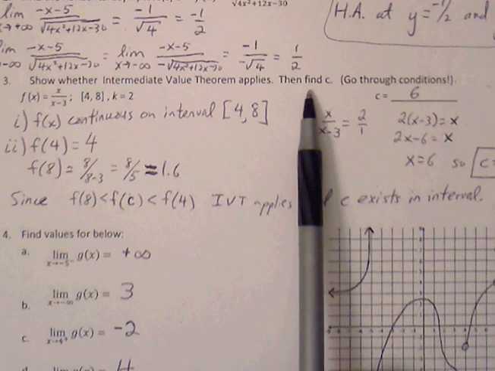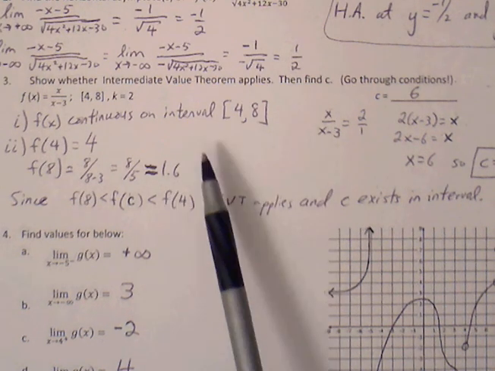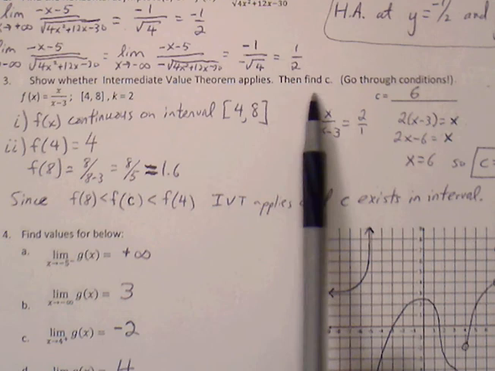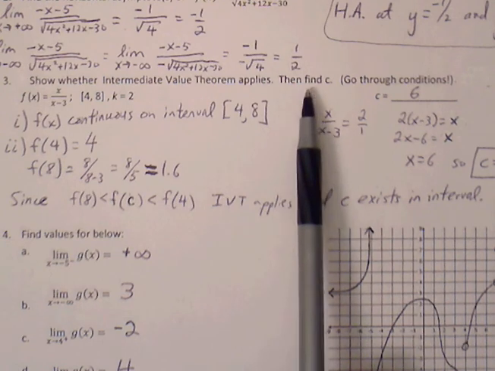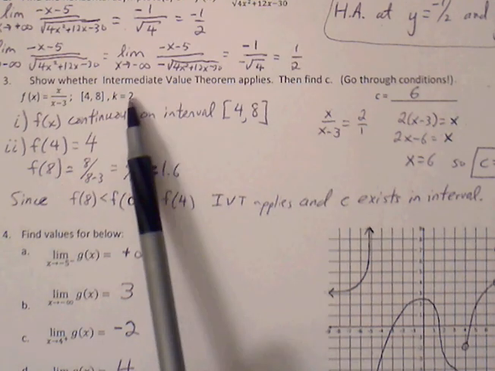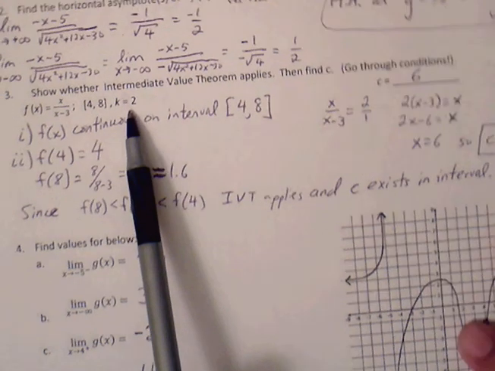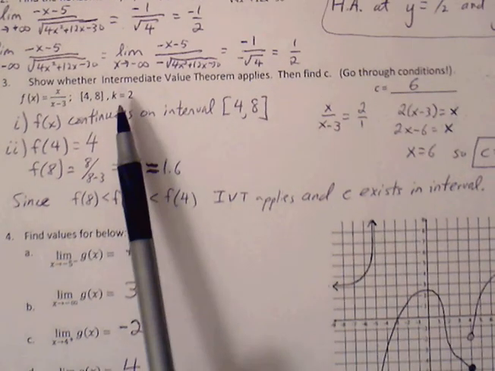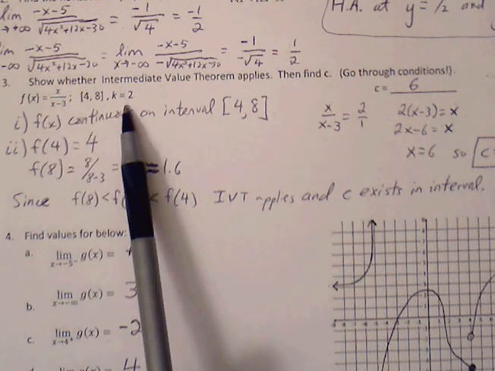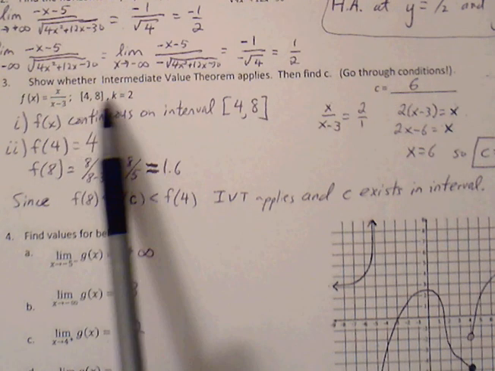Okay, so now we've shown that IVT applies. The graph will cross the y value 2. Now we need to find c. So we need to find the location, basically the x value, where f(x) equals 2 occurs. So we basically want to find out when the graph is going to cross the y value of 2. So we simply set these two equal to each other and solve for x.